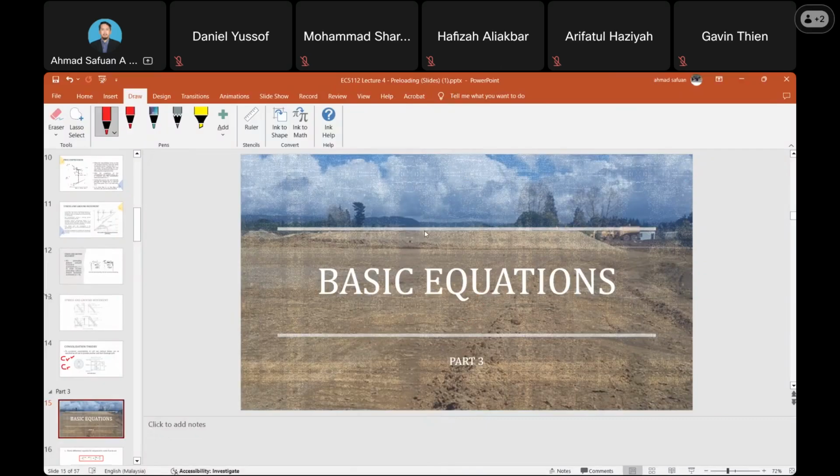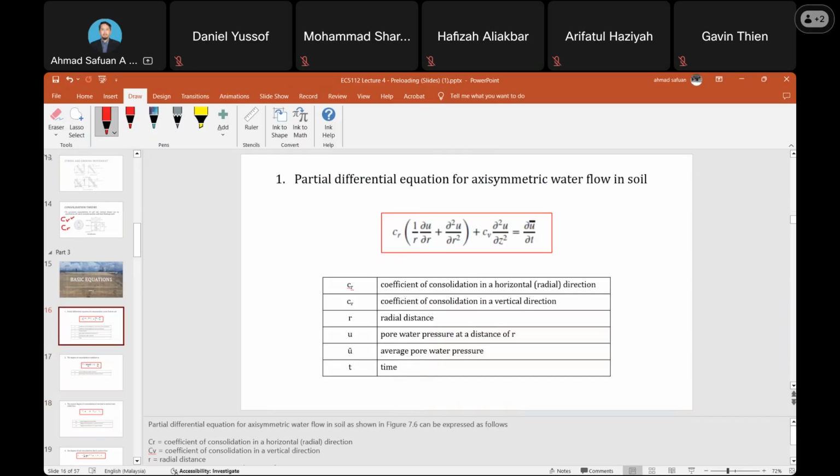Okay, we continue on the equations related to the preloading. All right. So these are the equations to determine the water flow inside the preloading and vertical drain system.